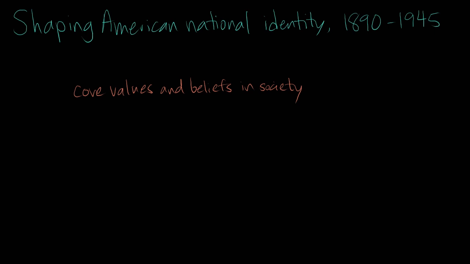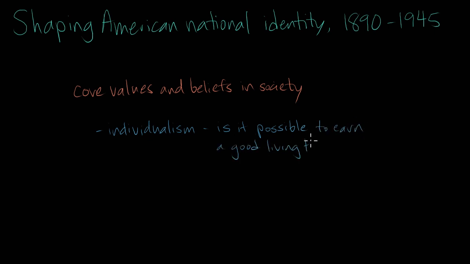First, we need to get more specific about which core beliefs around national identity we want to track. Since one of the changes we're looking at relates to the growing regulation of the American economy in this time period, one belief I think it would be valuable to examine over time is individualism. This is the idea that everyone should be able to pull themselves up by their bootstraps, to earn a good living through their own hard work. This has been a pretty core American value over time, but there certainly have been moments when many have questioned whether it can really be achieved.